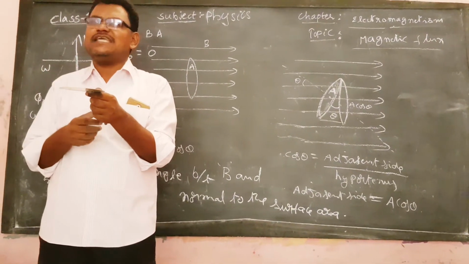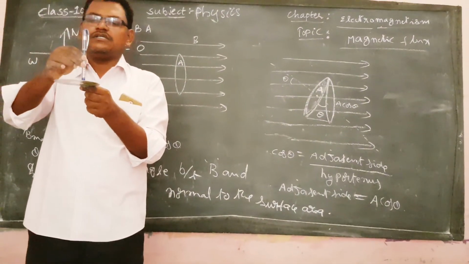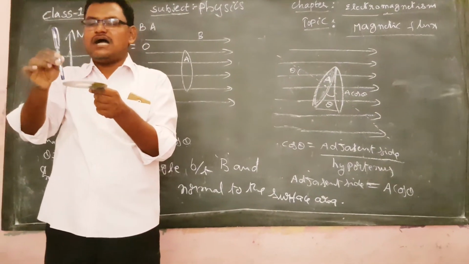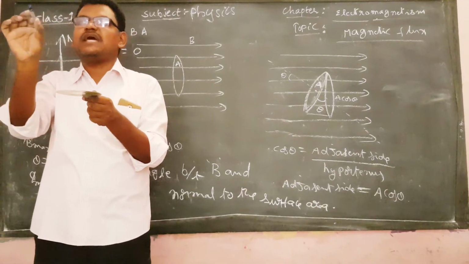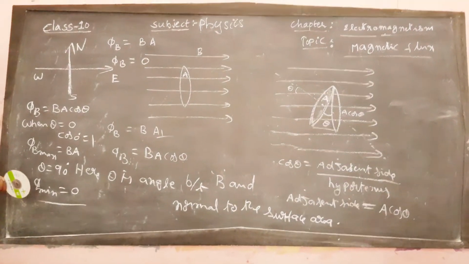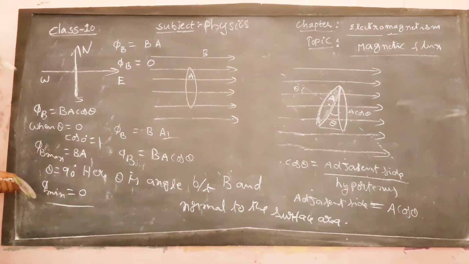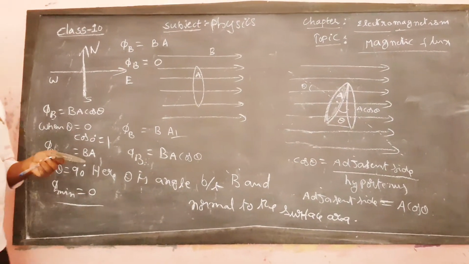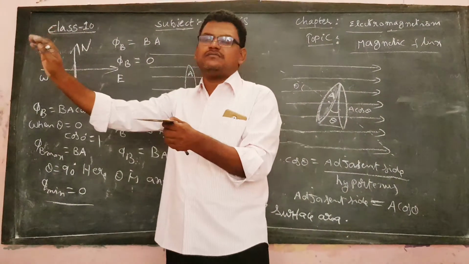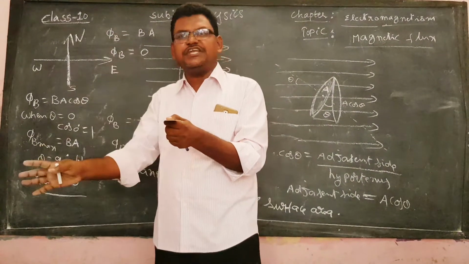In this case, what is angle theta? This is the direction of magnetic field and this is the normal to the surface area. The angle between normal to the surface area and the magnetic field is equal to what? 90 degrees. Now see here, when theta is equal to 90 degrees, or the surface area is parallel to the magnetic field, both are the same. If we say the surface area is parallel to the magnetic field, or the angle theta is equal to 90 degrees, both are the same.